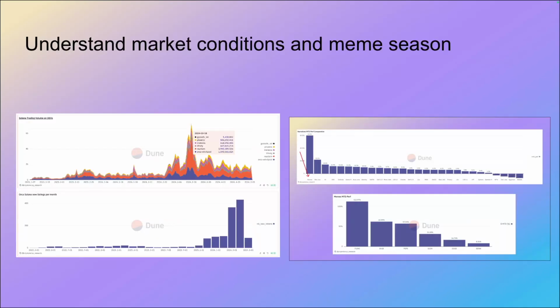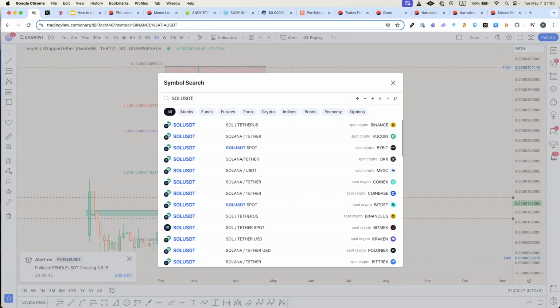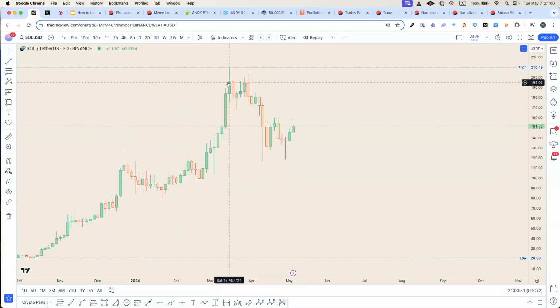First of all, market conditions are very important. On the left chart, we are seeing the Solana trading volume on DEXs. We see that it peaked around mid March, and this also marked the top of Solana. Let's go actually to the charts. SOL USDT, yeah, we had a peak around the 15th.